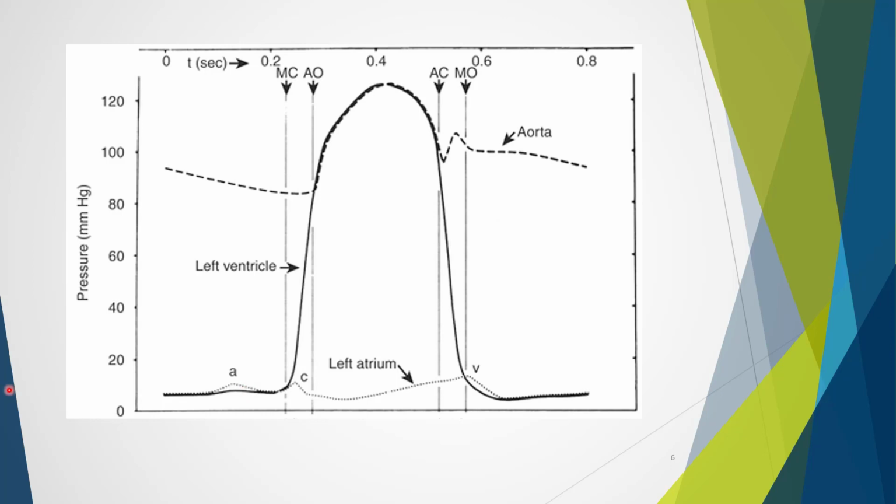Also note the aortic pressure waveform. When the line is above that of the left ventricle, the aortic valve is shut. The aortic pressure follows that of the left ventricle during the ejection period. Thus, LV systolic pressure is equal to the arterial systolic pressure that is measured with a sphygmo.